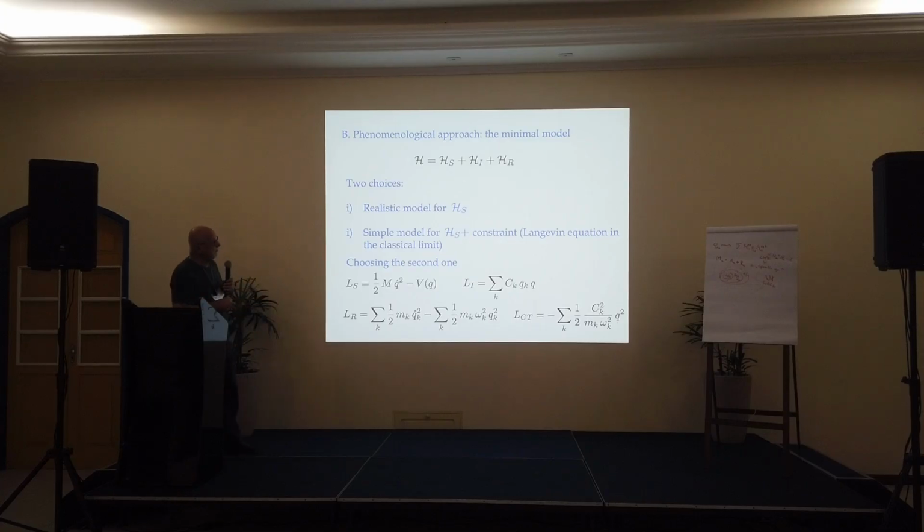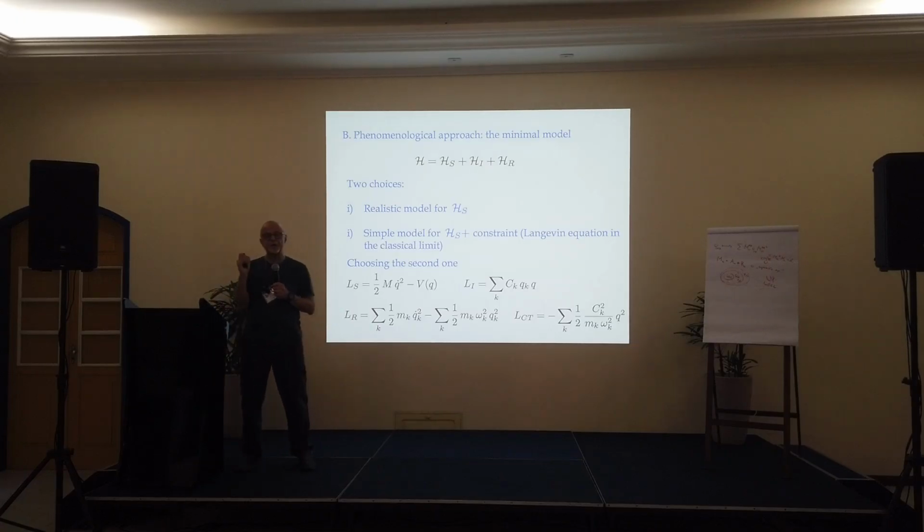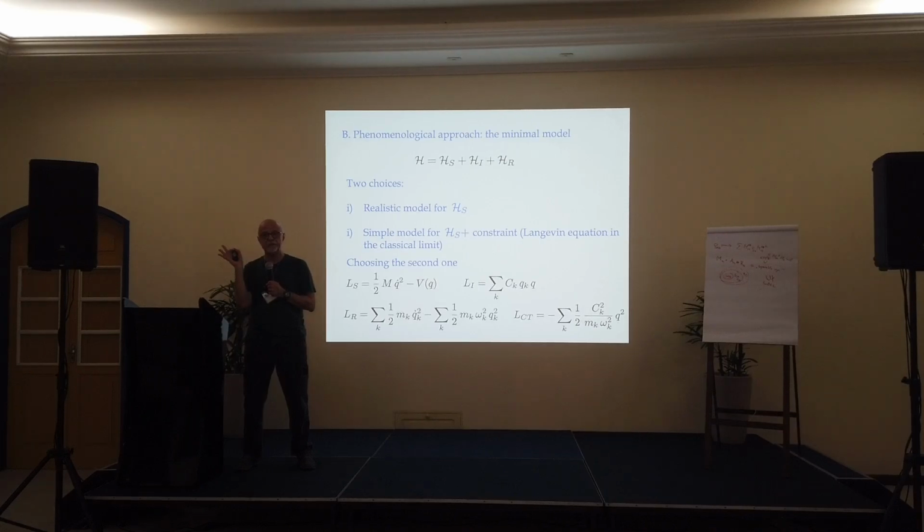In this case here, what I'm going to do is to apply something else, not the realistic model for HS or the interaction with the environment, but I will take a very simple model, not for HS, sorry, it's HR here, right? I will take a very simple model for the environment, and I will assume that this model is such that in the classical limit it will reproduce the Langevin equation, namely the paradigm I showed you on the first slide.